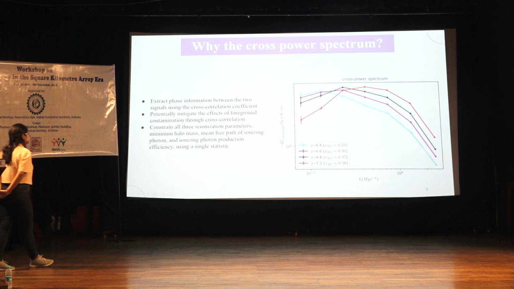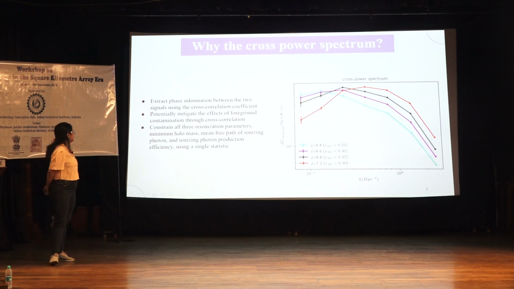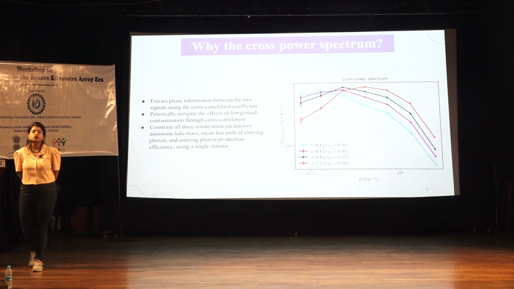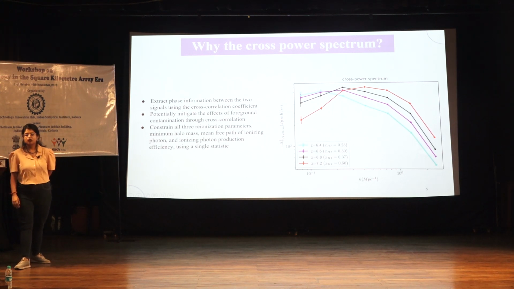Now, the question is, why do we like to use cross power spectrum? Speakers before me have talked about this in great detail. This is just an overview that this allows us to potentially mitigate the effects of foreground, and it also allows us to constrain all three reionization parameters, which are minimum halo mass, ionizing photon production efficiency, and mean free path of ionizing photons, which the C2 does not allow by itself.